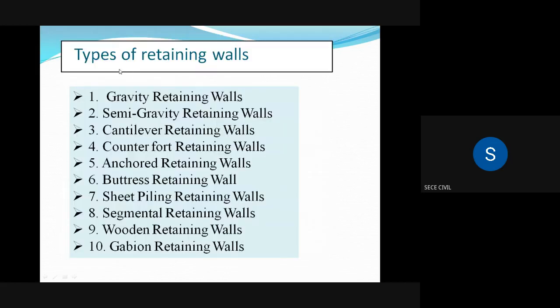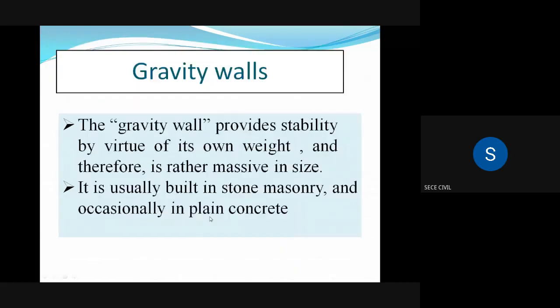The next slide is about types of retaining wall. Actually, there are 10 types of retaining walls: gravity retaining walls, semi-gravity, cantilever retaining walls, counterfort retaining walls, anchored, buttress retaining walls, sheet piling, segmental, wooden retaining walls, and gabion retaining walls. We'll see one by one. So first is gravity retaining walls.